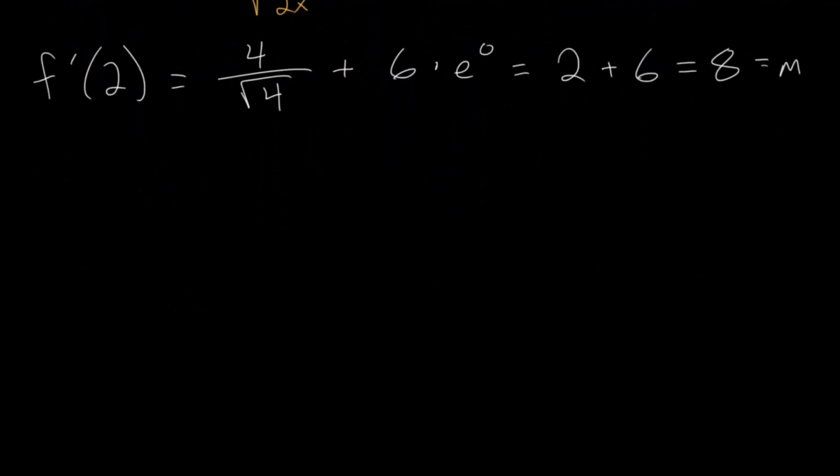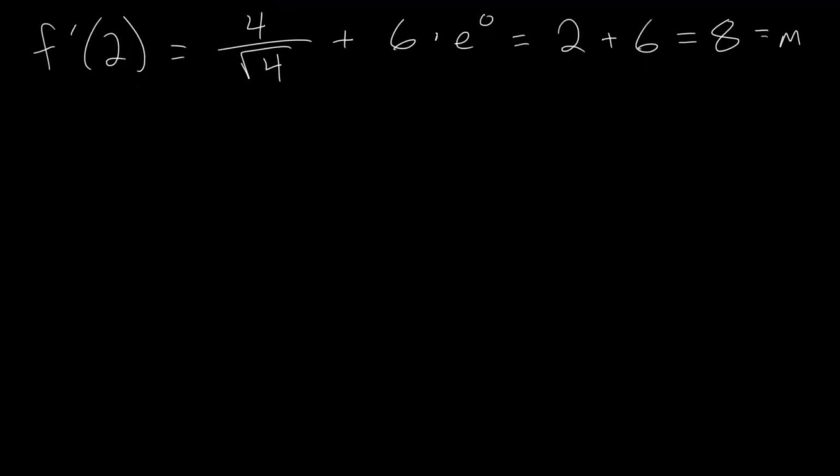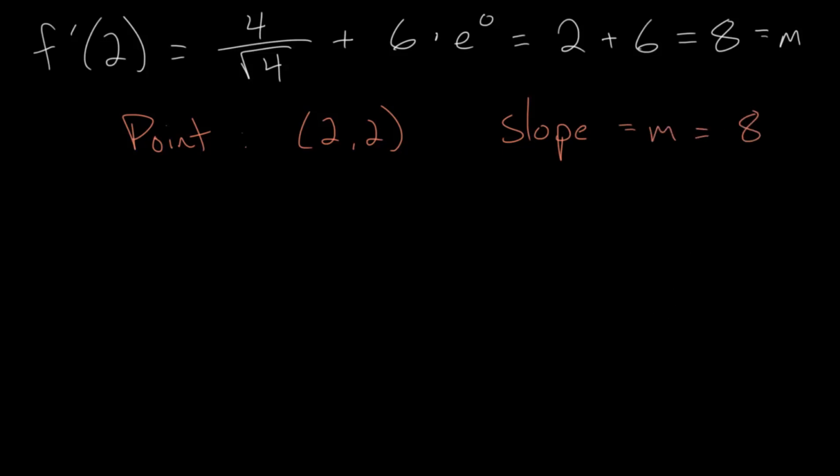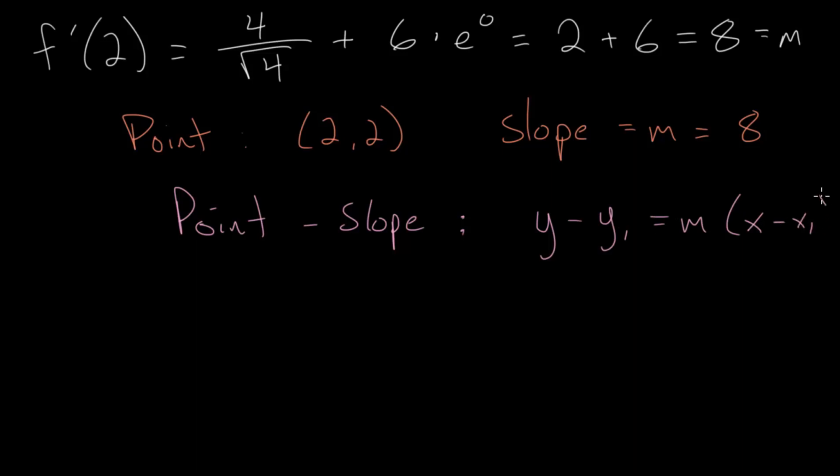And at this point, we can just use point slope. So let me write down quickly what we have. We have our point at (2, 2), and we have the slope, which we usually call m. This is equal to 8. And remember that the point slope formula, which can be derived from just the slope formula, m is y2 minus y1 over x2 minus x1. This formula is just y minus y1 is m times x minus x1.